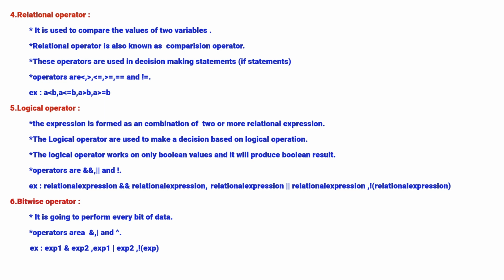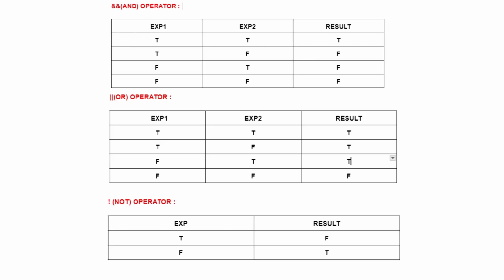Then the bitwise operator. It is going to work on every bit of data, which means when we pass data or a value, it will be converted into binary form. Binary form is nothing but ones and zeros, which the machine will understand. Here we have the bitwise AND operator, bitwise OR operator, bitwise XOR operator. These we can also see later in the program.